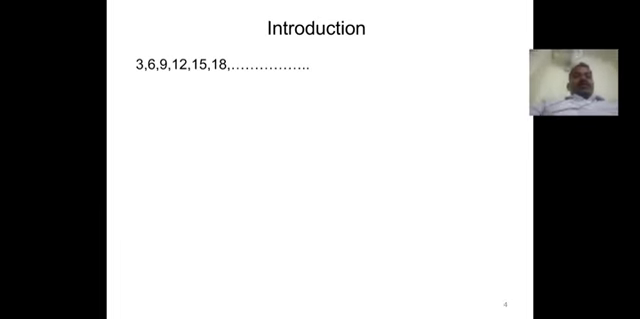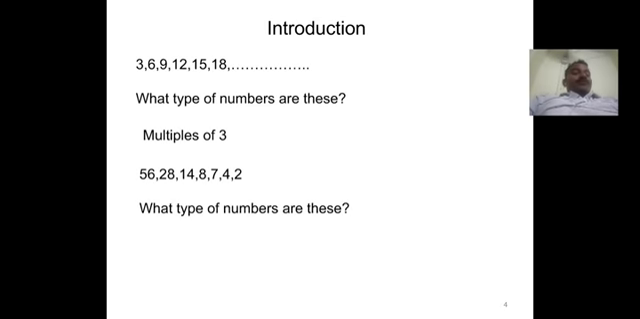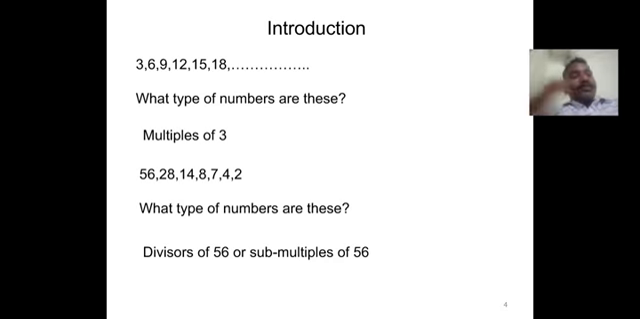So here just observe 3, 6, 9, 12, 15, 18 and so on. These are multiples of 3. Similarly, 56, 28, 14, 8, 7, 4, 2. These are divisors of 56. What type of numbers are these? Divisors of 56. So these are submultiples of 56. The first series is multiples of 3, and the second series is divisors of 56, or submultiples of 56.